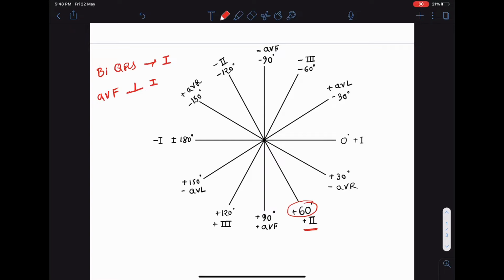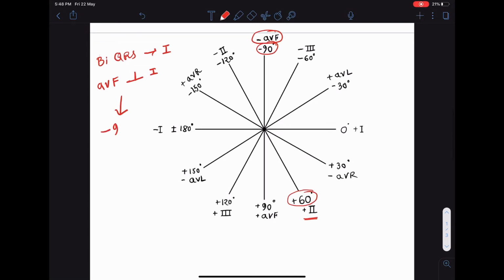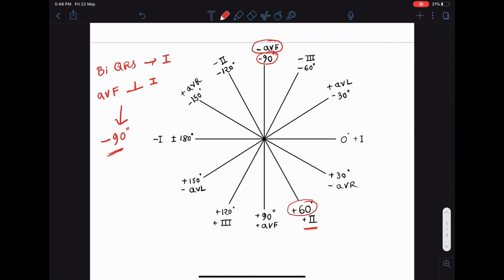And suppose the QRS complex is predominantly negative in lead aVF, we know that the direction of QRS axis is towards the negative end of lead aVF. And the negative end of lead aVF represents minus 90 degrees. So in this particular ECG, the QRS axis will be minus 90 degrees. Okay, and this is how we can determine the QRS axis very easily.